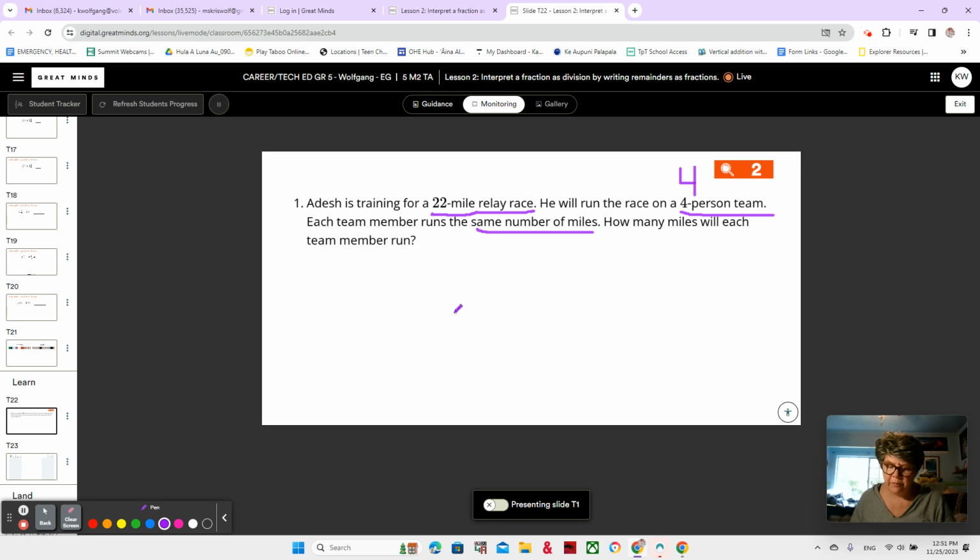We will want to divide 22 miles equally among the 4 members because we're trying to find out how many miles will each, there's that keyword each, team member run. And each can mean division or multiplication. In this case, we have our 22-mile race. We're dividing it by 4, right? So what are some strategies we could use to solve this problem?